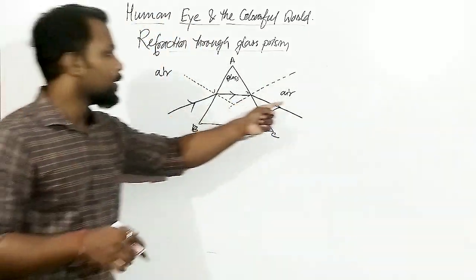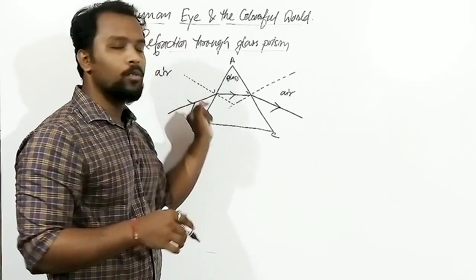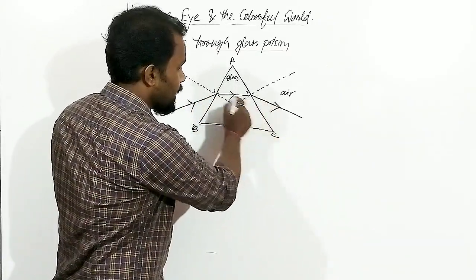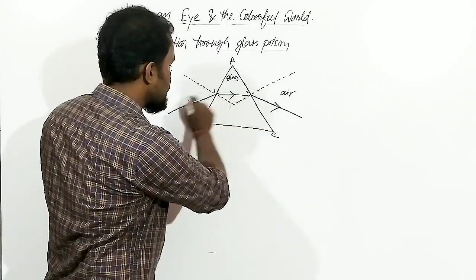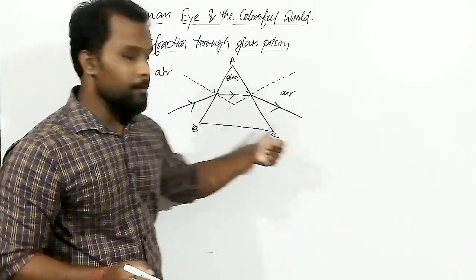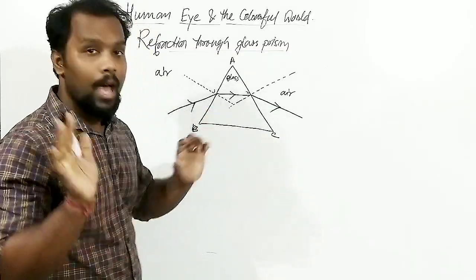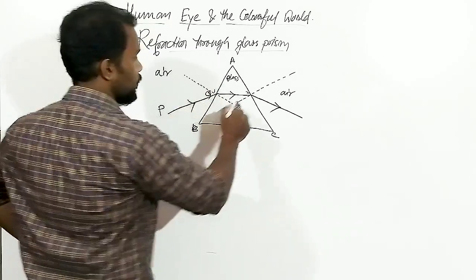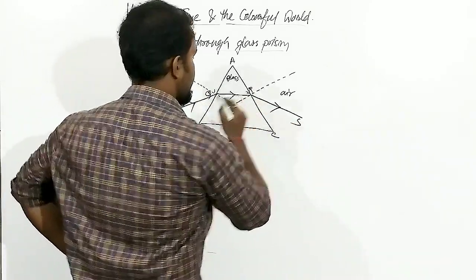Normal, since it is the rarer medium. And the incident ray was coming from, or the refracted ray was coming from what? For this refracted ray, this is the incident ray, and for this refracted ray, this is the incident ray. But we just name this ray as what? Emergent ray. This is the incident ray. Okay, I'm going to give them some names: P, Q, R, S.